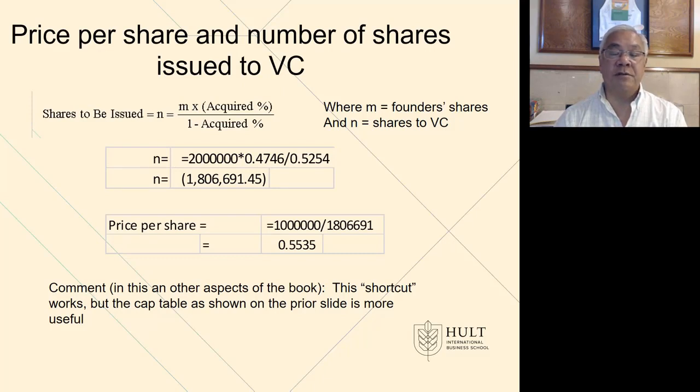The number of shares to be issued would be the shares to the VC equals the founder shares times the acquired percent divided by 1 minus the acquired percent. And what this corresponds to is the same thing we saw before. The number of shares is 1.8 million shares to the venture capitalists. If we do price per share, it's saying, okay, the venture capitalists put in $1 million divided by 1.8 million shares, and that's 55 cents. Right? So again, we could do the math, but I like the spreadsheet method better because it leads to intermediate results and a cap table that shows who owns what, both in number of shares and in market capitalization or value, let's say.